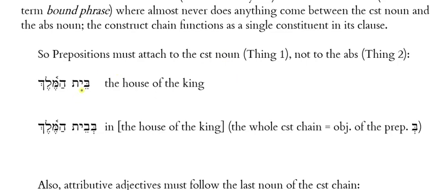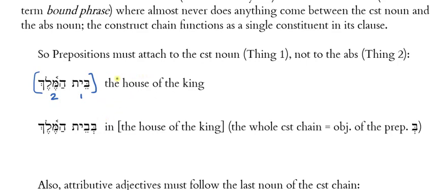So here's an example. Here I have Beit HaMelech. There's thing 1. There's thing 2. It's Beit, house. HaMelech, king. So the house of the king. So that's my basic construct chain, keeping in mind that this functions as a single unit.